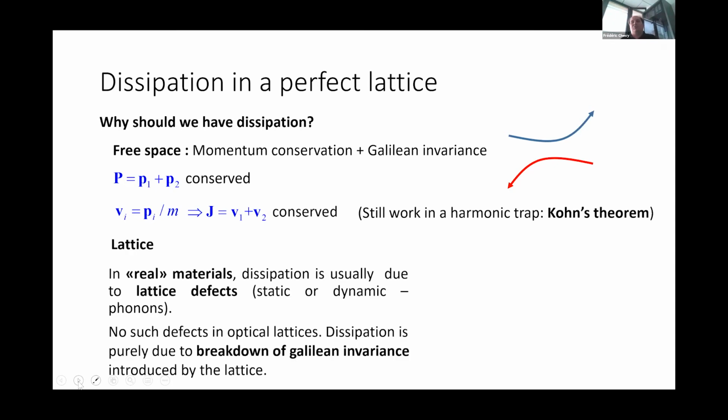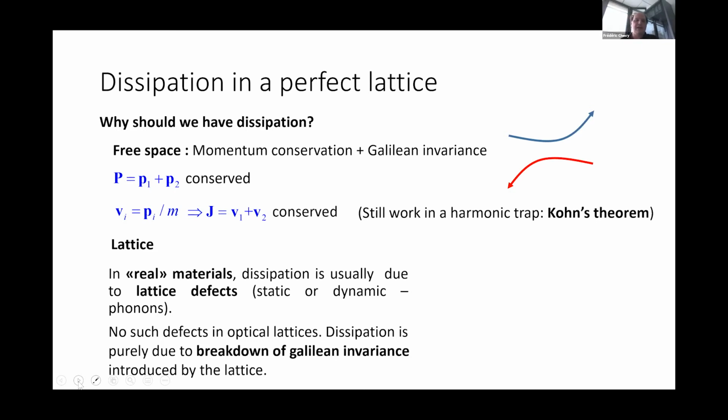Okay, so now we're going to say, but we're not really in a harmonic trap, we have a lattice. And obviously in a lattice you should have transport. But if you look at a real material, usually the conductivity properties or the resistivity is due to the presence of defects in the system, either static defects, an atom which is the wrong one at the wrong position, or dynamical defects if you have phonons that change slightly the relative distance between neighboring atoms. So in an optical lattice, you don't have any defects, dynamic or static. So it means that the origin of the dissipation is different, once again, from what you have in a real material.